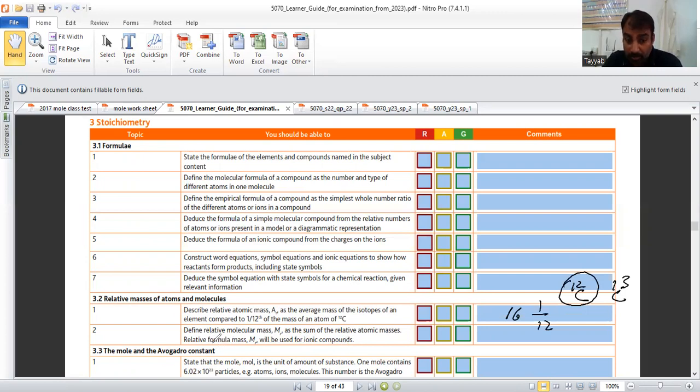For ionic compounds, I already explained in ionic bonding. We will not say it is a molecular formula or molecular mass. For ionic compounds, we will say formula mass instead of writing molecular mass. Molecular mass is only used for covalent compounds.